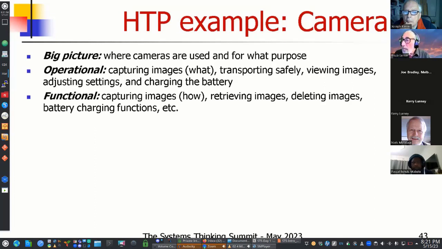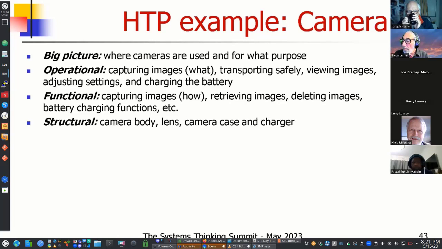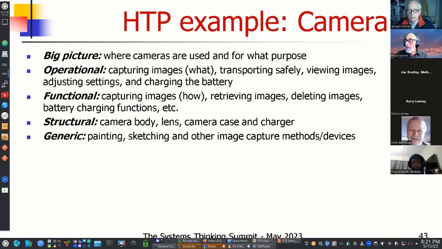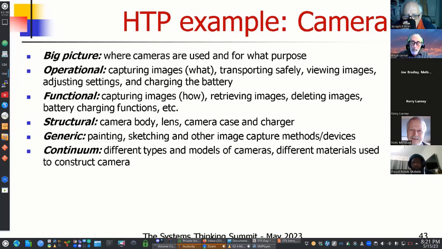Functional is how the camera works, how it captures the image, how we retrieve the image, what's involved in deleting the image, exactly how does the battery charge. Structural deals with the camera body, the lens, and the other physical components. Generic are other image capture methods such as painting, sketching, and so on. The continuum perspective may be different types and models of cameras, different materials used to construct the camera, different types of lenses, and so on.